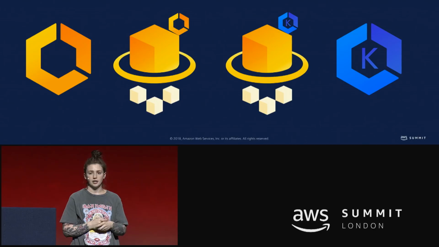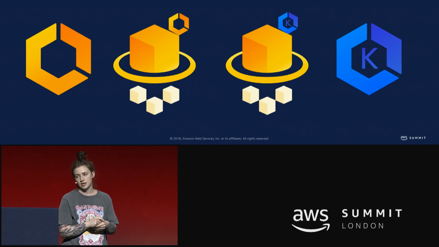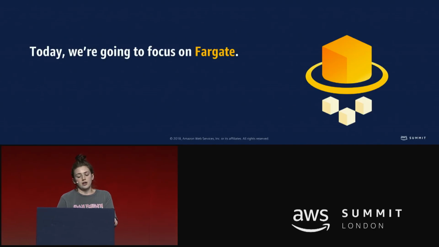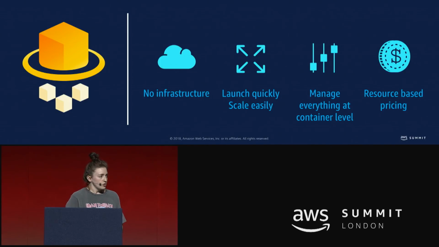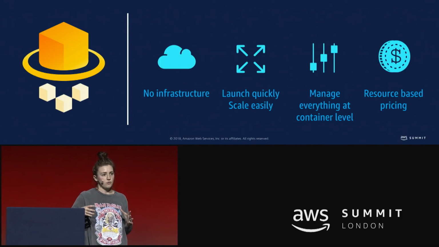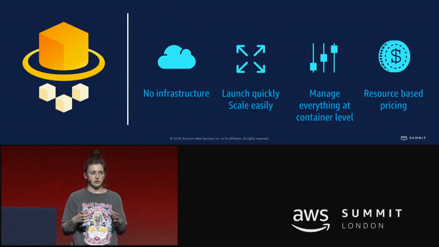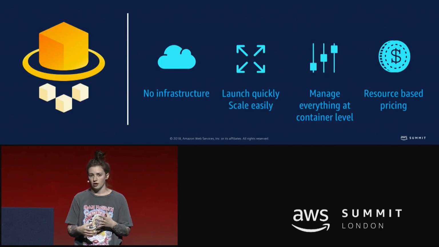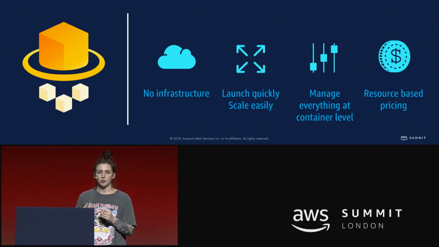It is in Dublin. It's in Ohio. So Fargate, no infrastructure. So it removes the bottom piece of this, right? So you focus only on your containers and your tasks. You don't focus on the infrastructure at all. So launch really easily, scale really quickly.